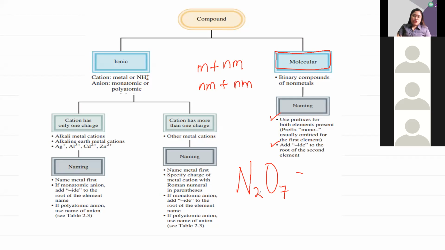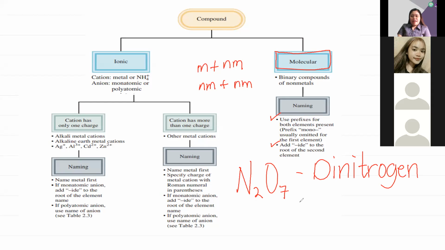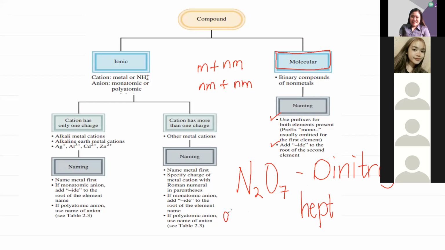Sige, so we will use the prefixes. You have there N2. What is the prefix for 2? Di. Okay, and then idugtong natin si nitrogen. So dinitrogen. And then how about for 7? What would be? Hepta. Are we going to use the hepta or the hep only? Hep lang po. Bakit? Kasi vowel man ang O.